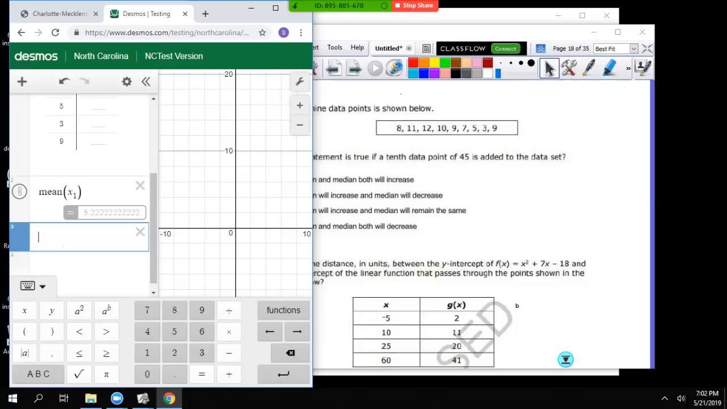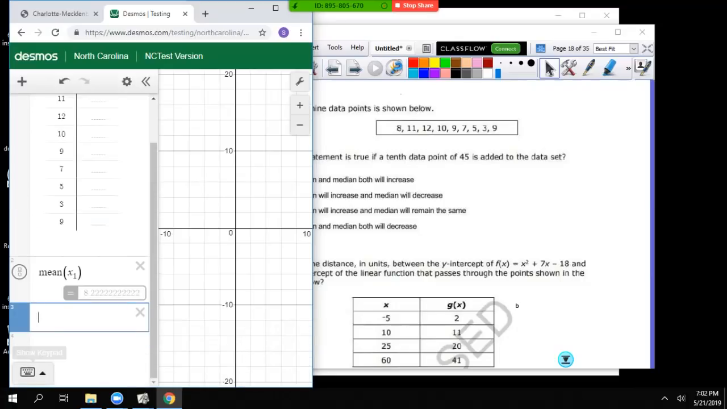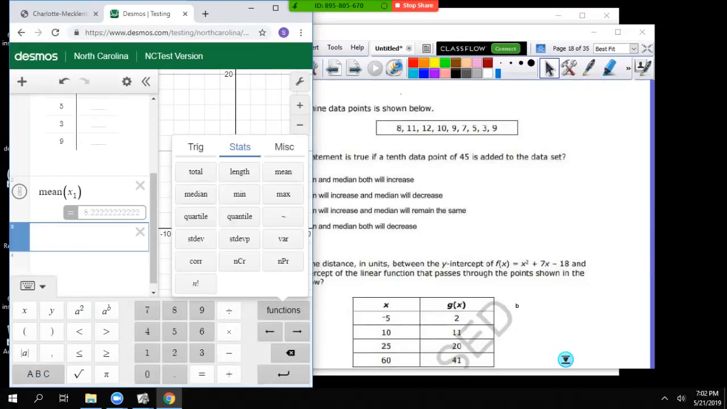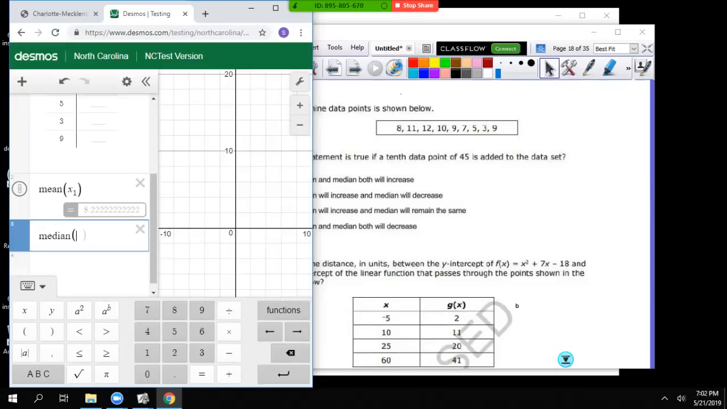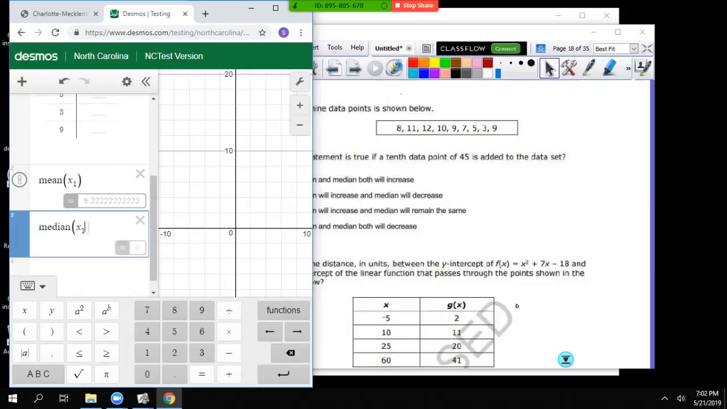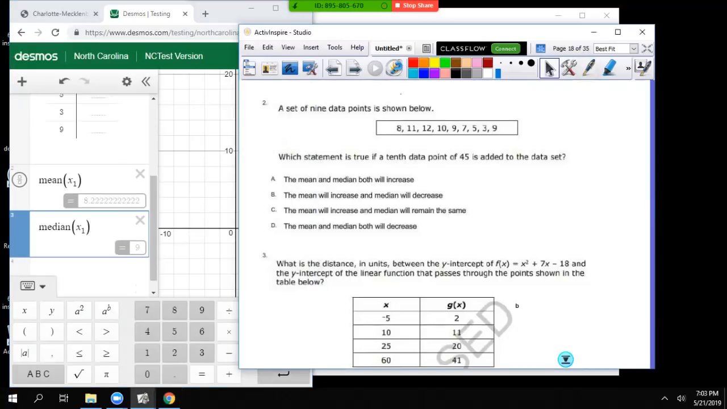For median, I'm going to do the same thing. I'm going to click my little keyboard if it's not still open, function, stats, and then I'm going to choose median. Again, all my data is in X1, so I'm just going to type in X subscript 1. Okay, and I see that my median is 9. So personally, I would go ahead and write down my information, that way I have something to reference. So mean, or X bar, equals 8.22, and my median, MED, is equal to 9.